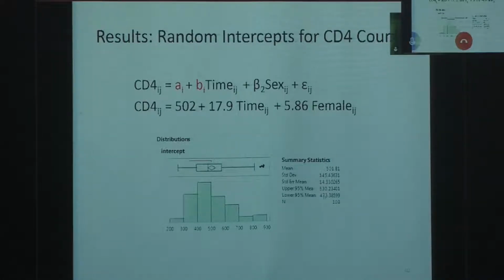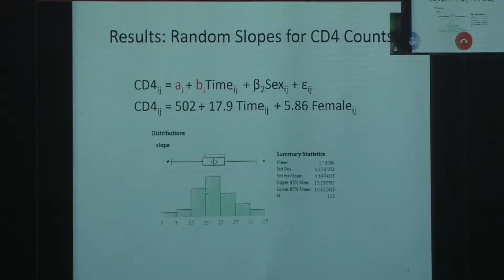If you like, 95% of the people were between 473 and 530, but my best estimate would be that in this population of people, individuals are centered around 502. So that's my intercept. More interesting is the effect of time. And again, with this approach, there are 103 people, which means 103 slopes.